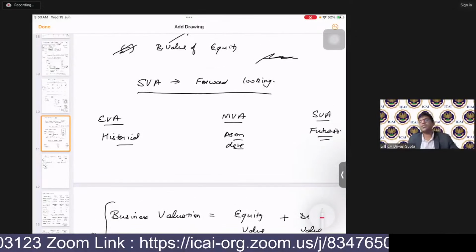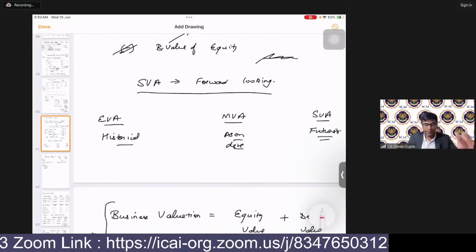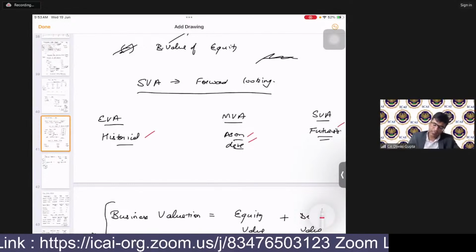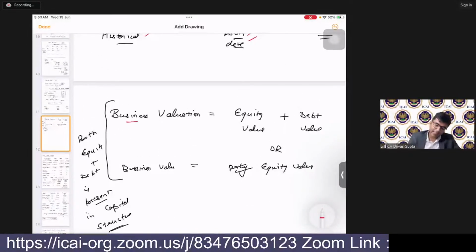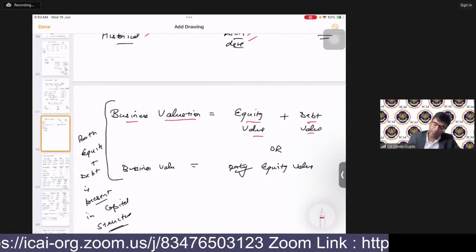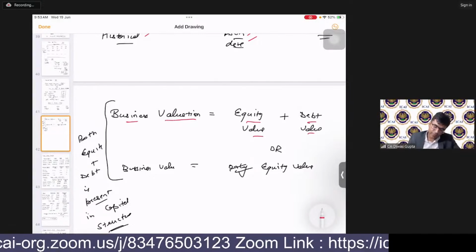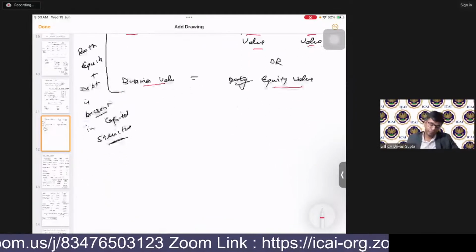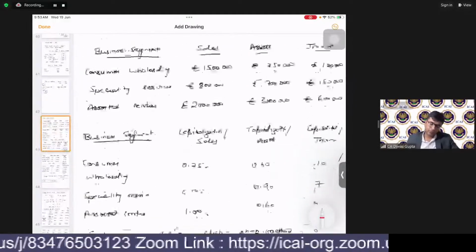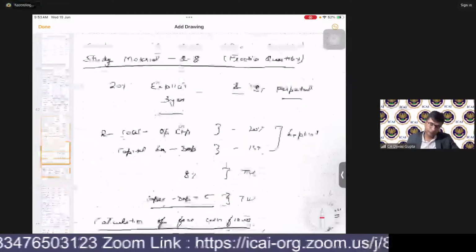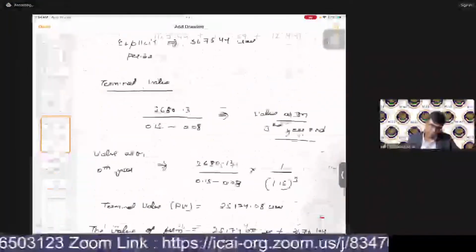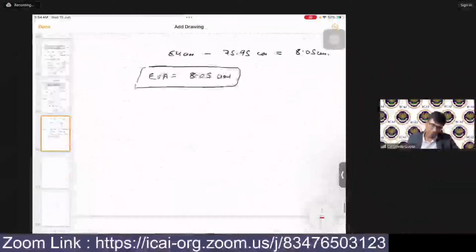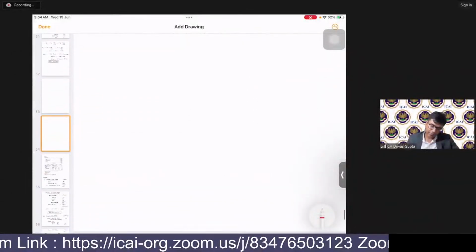And again, SVA is forward looking. Now just a comparison, EVA is historical, MVA is as on date, and SVA is futuristic. And as I said, business valuation is equal to equity value plus debt value, or only equity value. I think these were some of the questions on the chop shop method. This was easy. You have to just multiply the requirements given in the question along with what is given.